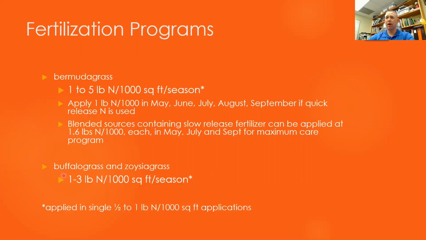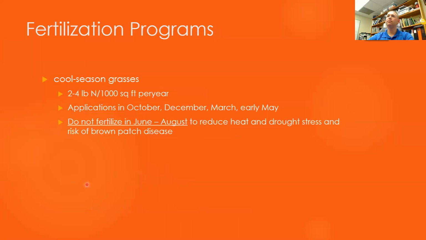Some people have buffalo grass. We really don't have a lot of zoysia grass here, but there's some. But for buffalo grass, 1 to 3 pounds, a half to 1 pound increments. So small spoon feeding nutrient here. Cool season grasses, 2 to 4 pounds of N per year. October, December, March, and May. So we would be applying now for our cool season grasses, and then again early May.